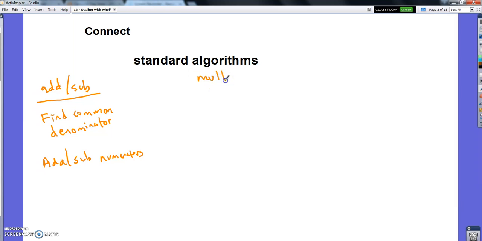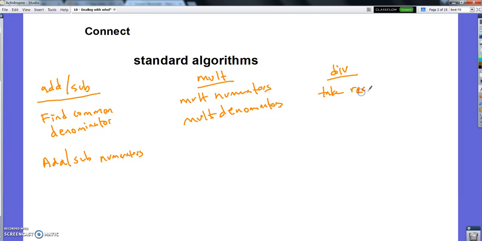When you multiply, that was the easiest one. You just multiply the numerators and you multiply the denominators. And when you divide fractions, you take the reciprocal of the second fraction, then multiply. So they each had a kind of a different standard algorithm. It can be hard to keep track of which one's which, but hopefully you're getting more accustomed to doing that.